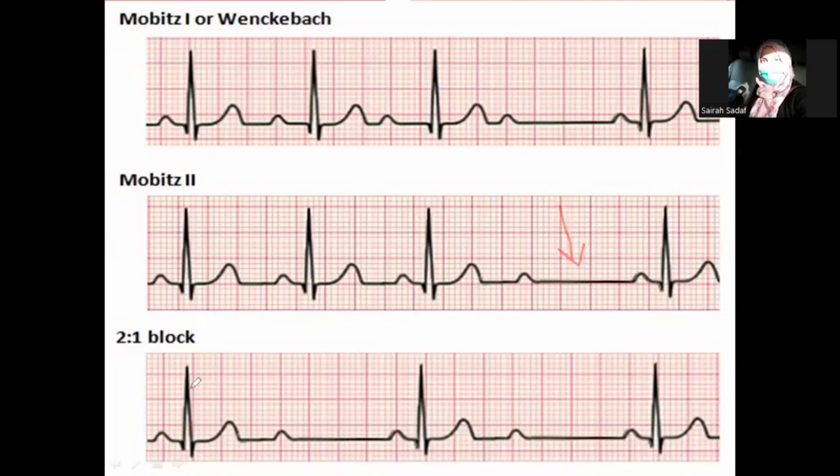Okay. Now there is another type. There's 2-to-1 AV block, and there is 3-to-1 AV block. There are different kinds of AV block in second degree AV block. There are different types of second degree AV block.